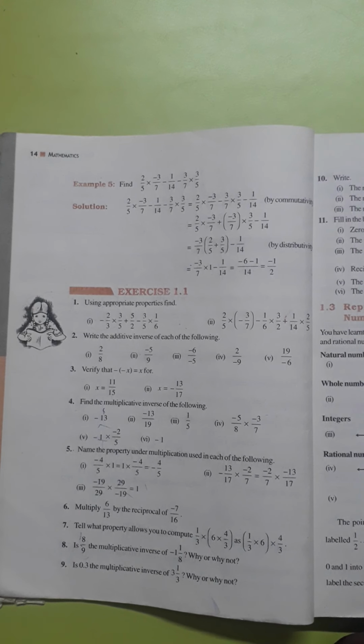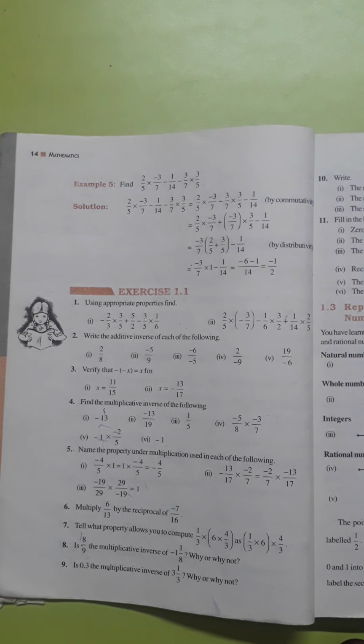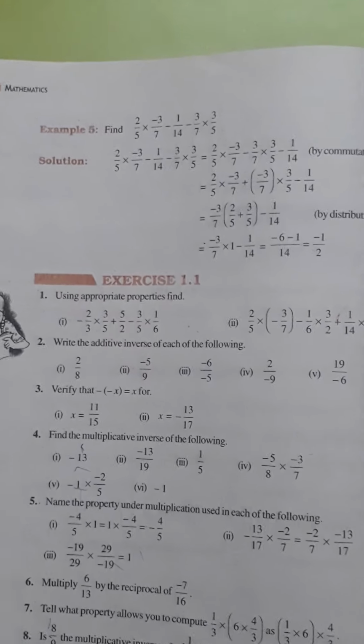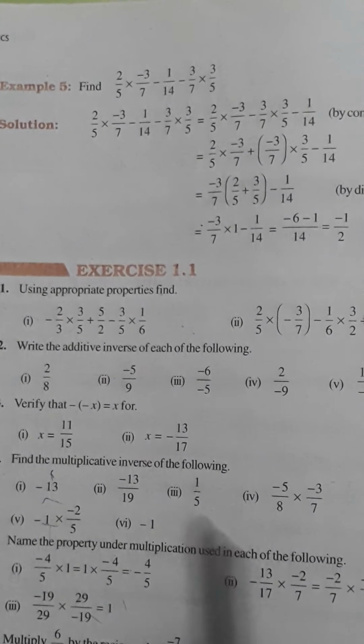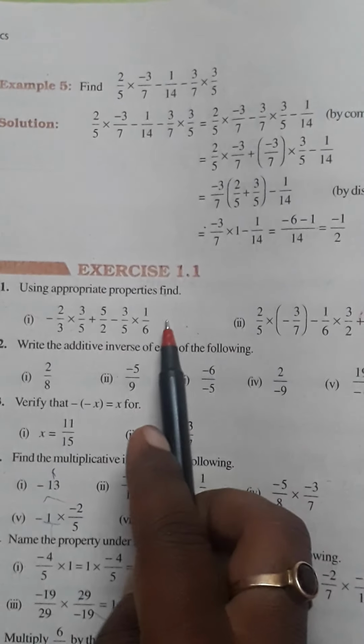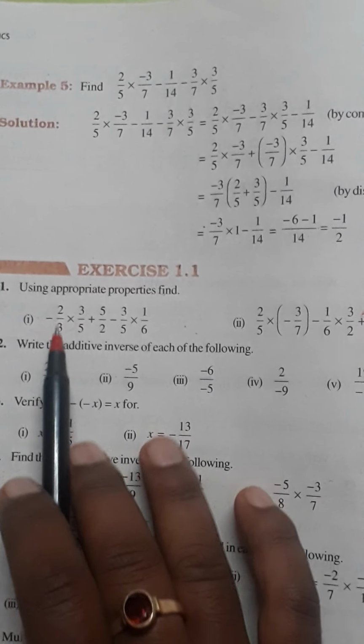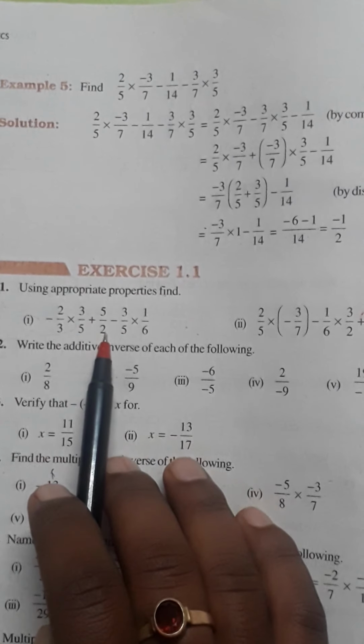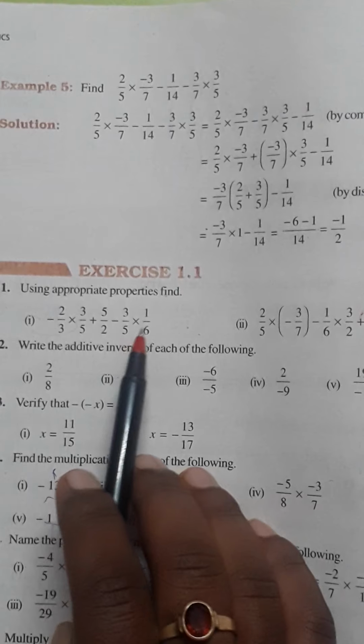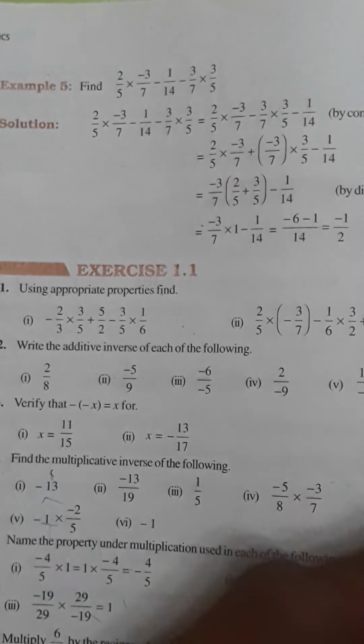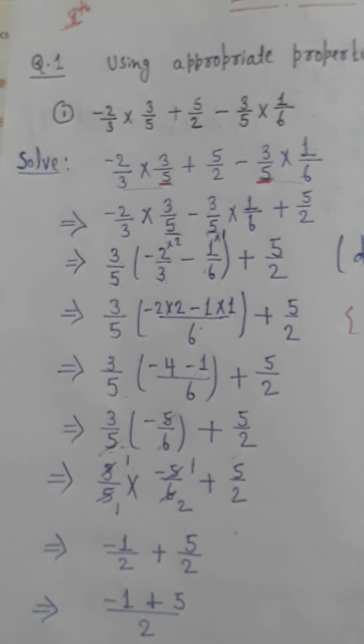Good morning, students. Today we are starting exercise 1.1. You have to write in your notebook. Your first question is: using appropriate properties, find minus 2 by 3 into 3 by 5 plus 5 by 2 minus 3 by 5 into 1 by 6. Okay, we see the solution of this question.